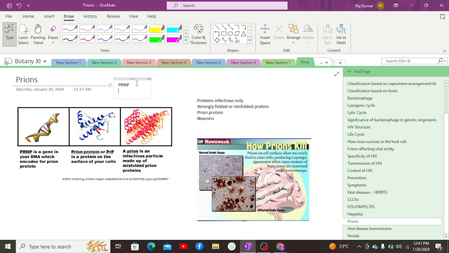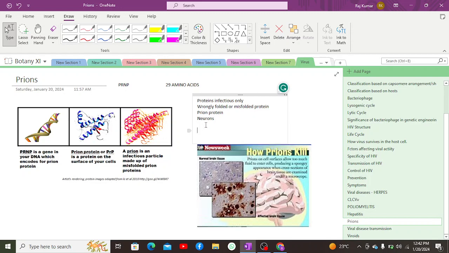If there is any mutation or any change in the sequence of nucleotides of the gene, then it leads to synthesis of a misfolded or wrongly folded prion protein. Its structure is simple, having 29 amino acids with a single disulfide bond. These proteins are normally found in neurons, but if a misfolded prion protein is synthesized, it can lead to an infectious prion particle.